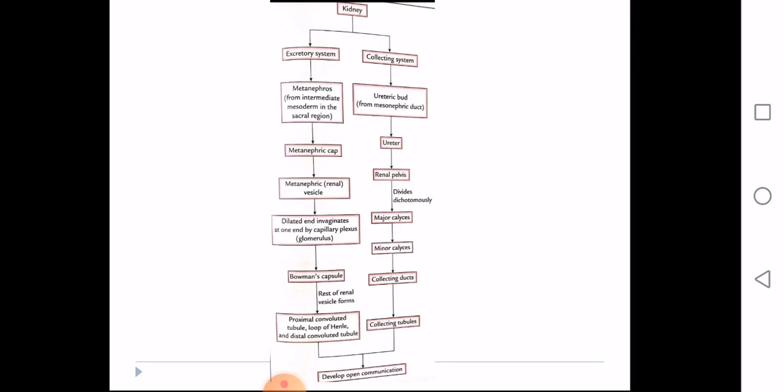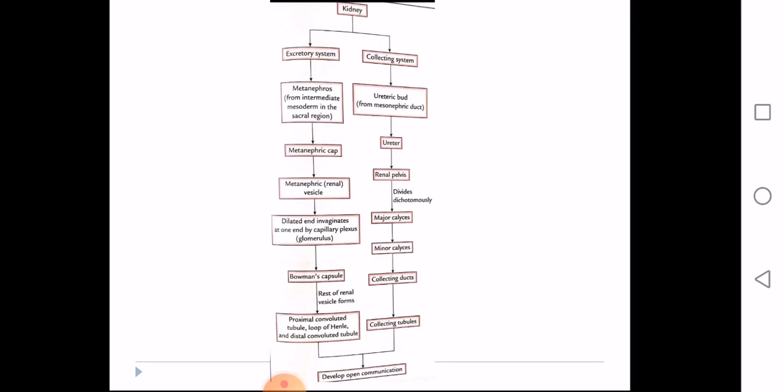So the metanephros will give rise to the metanephric cap, then the vesicle, then pear-shaped, S-shaped, and then invagination at one end by the capillary plexus forming the Bowman's capsule, and then all the other parts of the nephron, PCT, loop of Henle, DCT, all will form.